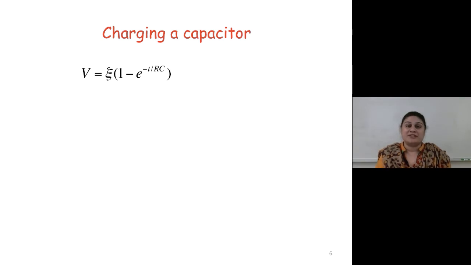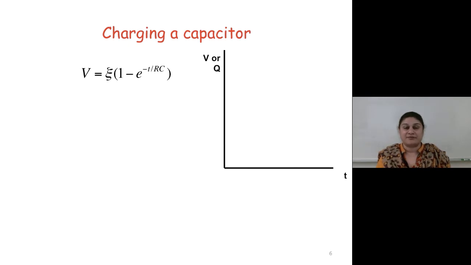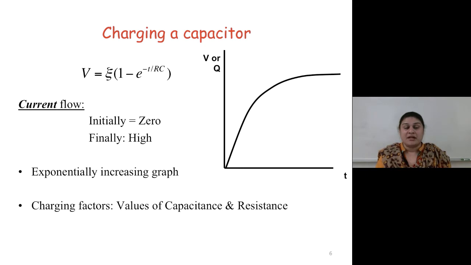So when a capacitor is charged, V, the voltage, is given by epsilon times 1 minus e to the minus t over RC. What does that mean? Initially the voltage is 0, and as you keep charging the capacitor, it gets higher and higher. It is an exponentially increasing graph, so the voltage will go from 0 to the maximum voltage of the capacitor. The charging rate depends on the capacitance and the resistance.